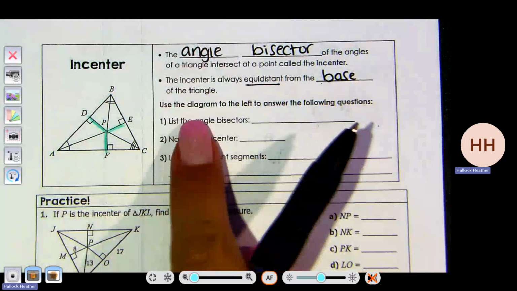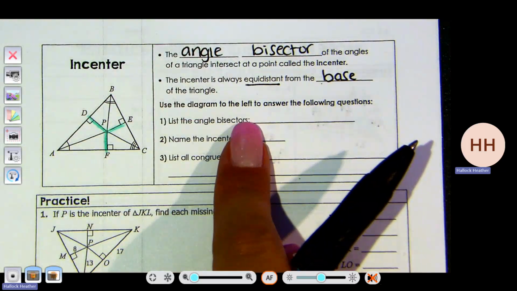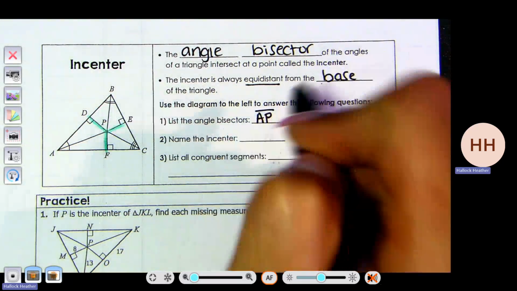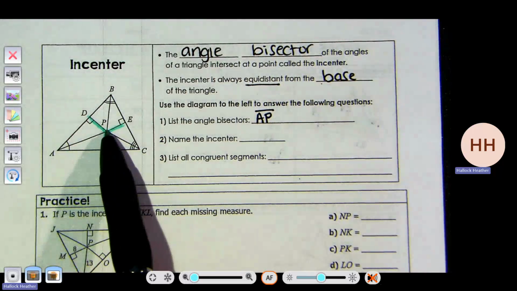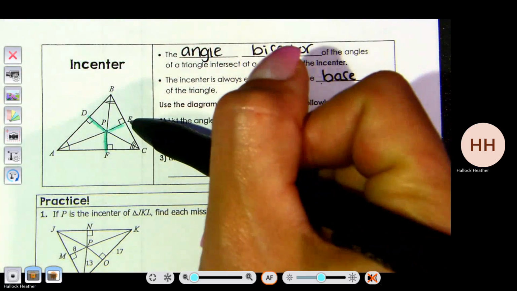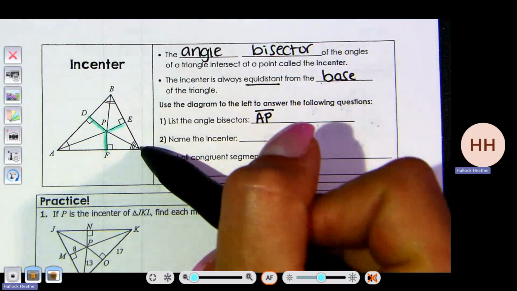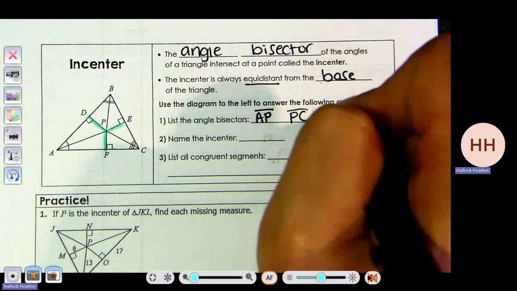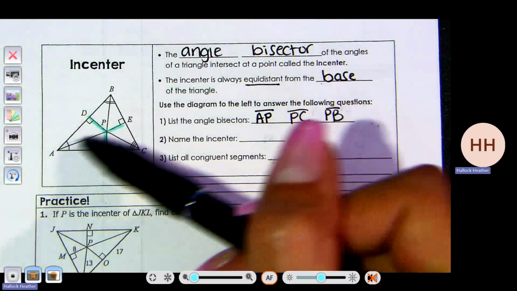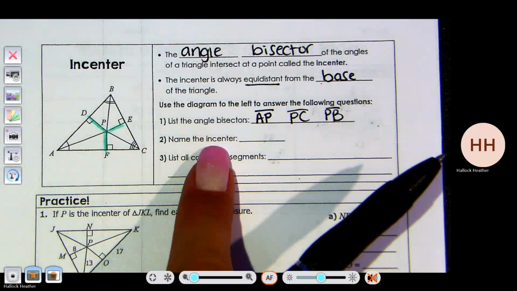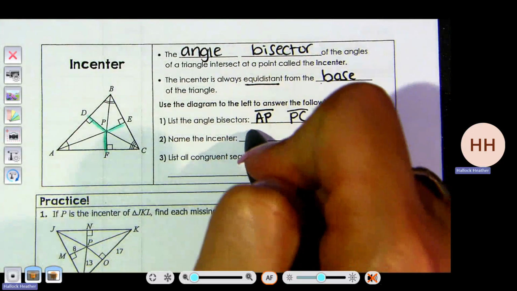So we're going to list the angle bisectors. We're looking at the angles, looking for something that's cutting it in half. So if I say AP is an example of the first one, from A to P, what's another angle bisector? P, not E. PC is one because it's splitting the angle in half. And then P to B is the other one, because they're splitting the angles in half. So angle bisectors. The incenter is labeled by what letter again? P, because it's right in the center. It's just a different type of center.